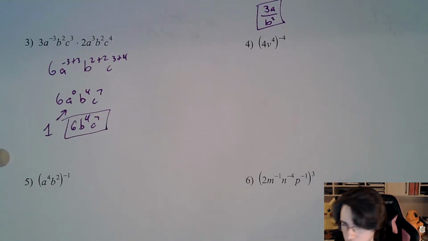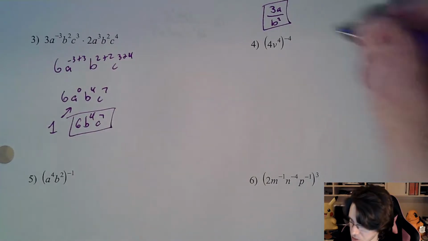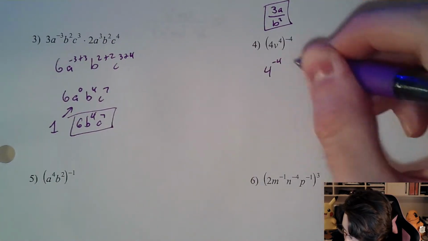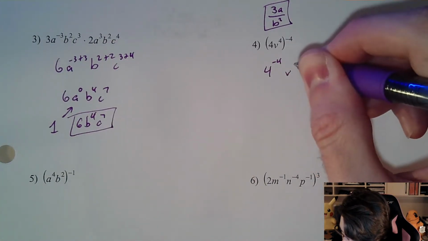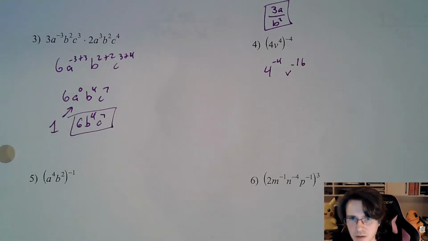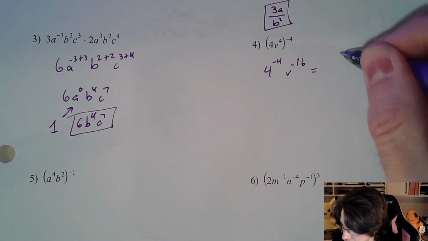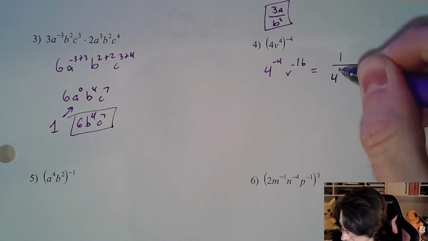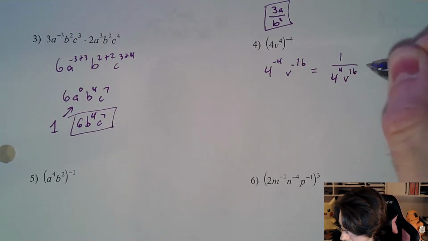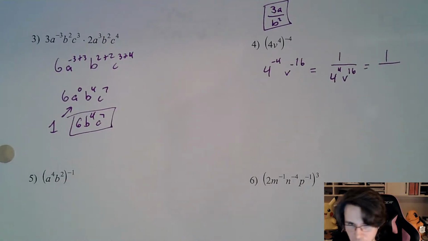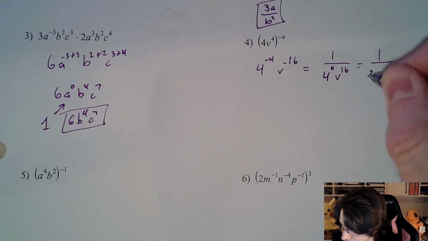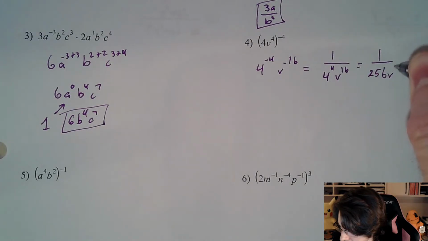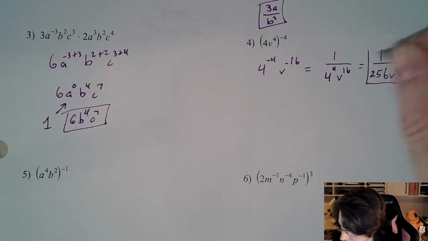Number 4, when you have a power of a power, you multiply the exponents. So this is going to be 4 to the negative 4, v to the negative 16. And again, no negative exponents. So we're going to use our same rules before. 1 over 4 to the 4th power, v to the 16th. 4 to the 4th, we can use a calculator for that guy. Turns out it's 256. There you go.